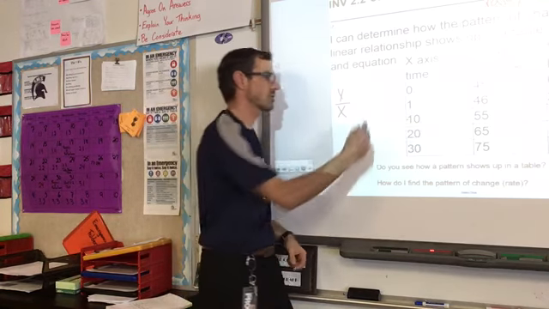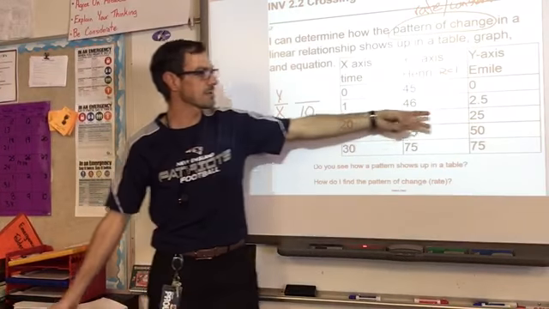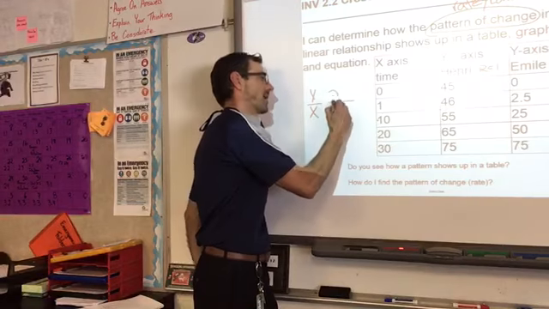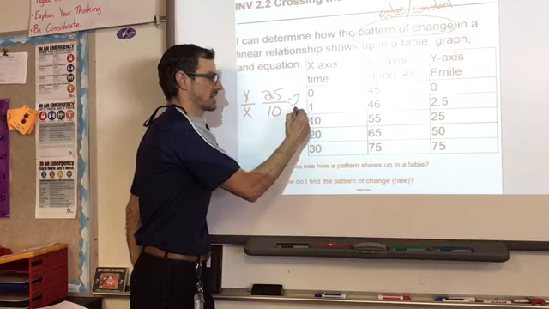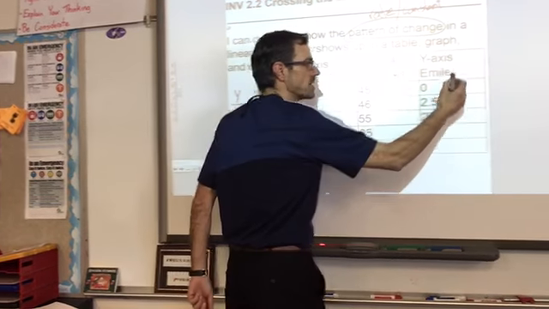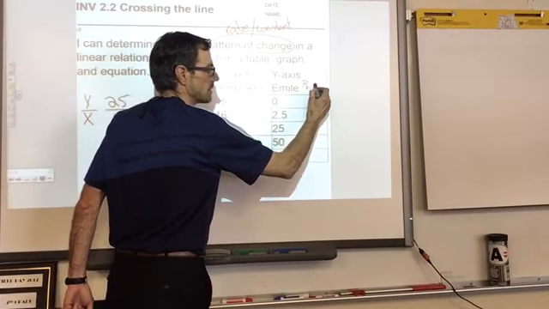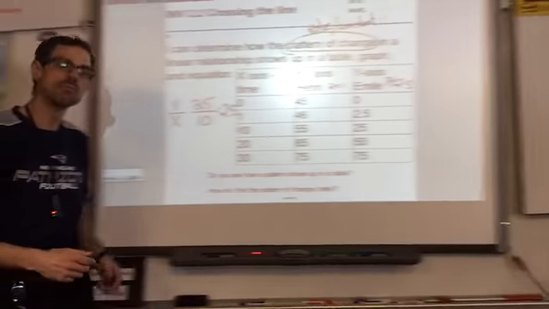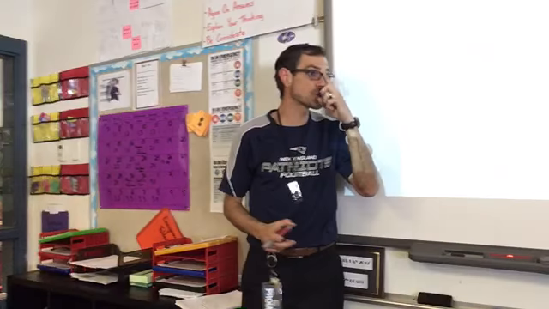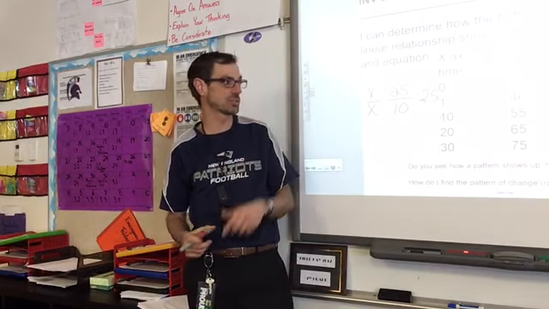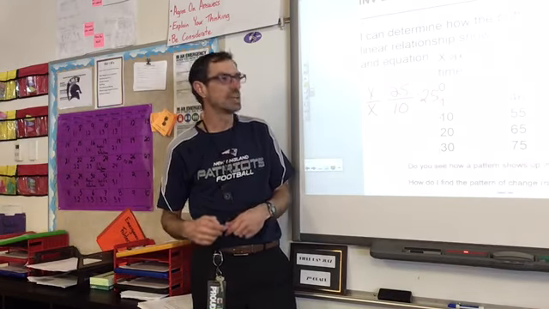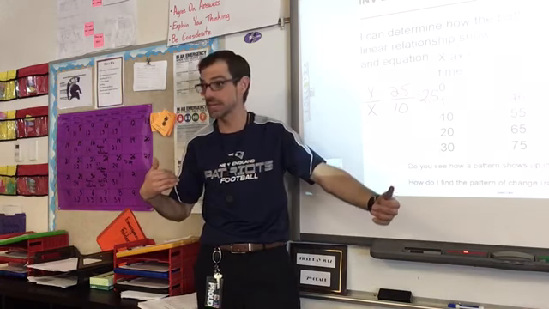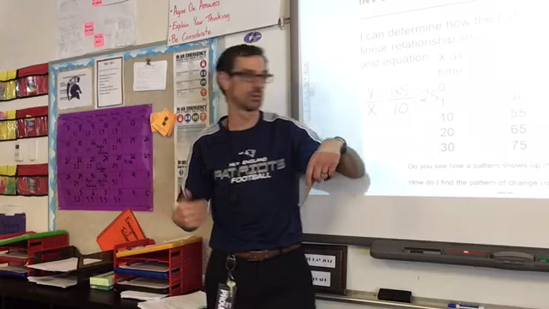Same set of data. I'm going to find the difference here. You already said it was 10. Then I'm going to find the difference over here. What's the difference between 50 and 25? 25. 25 divided by 10 is 2.5. So Emil's rate is 2.5. I'm showing you how to find the rate because you're going to need to do this. So that's how you find the pattern of change. That's how you determine it in a table.